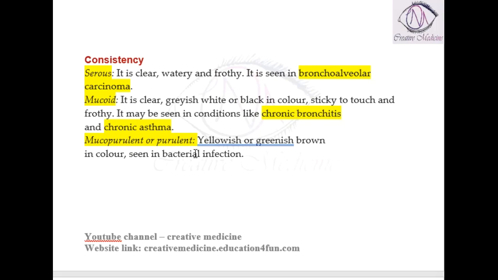Then third, mucopurulent or purulent consistency. In mucopurulent or purulent consistency, this mainly occurs due to the pus which is present in the sputum. Here yellowish or greenish brown sputum is seen, and this is mainly seen in bacterial infections.